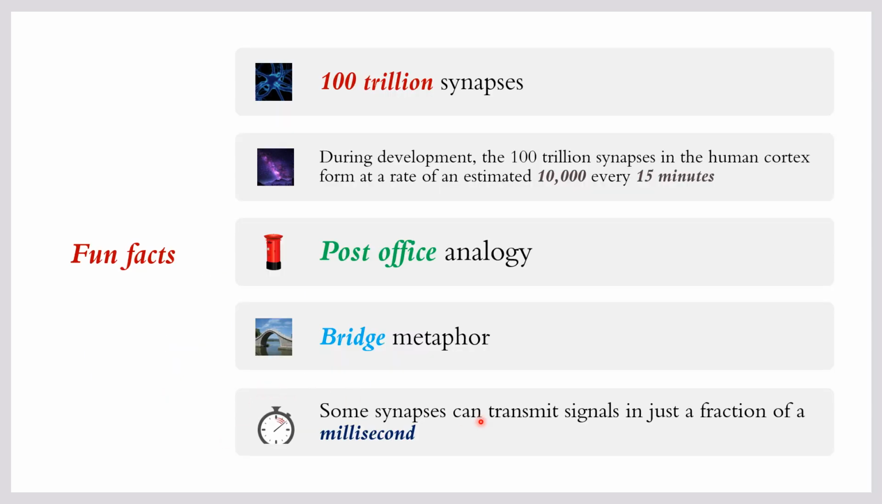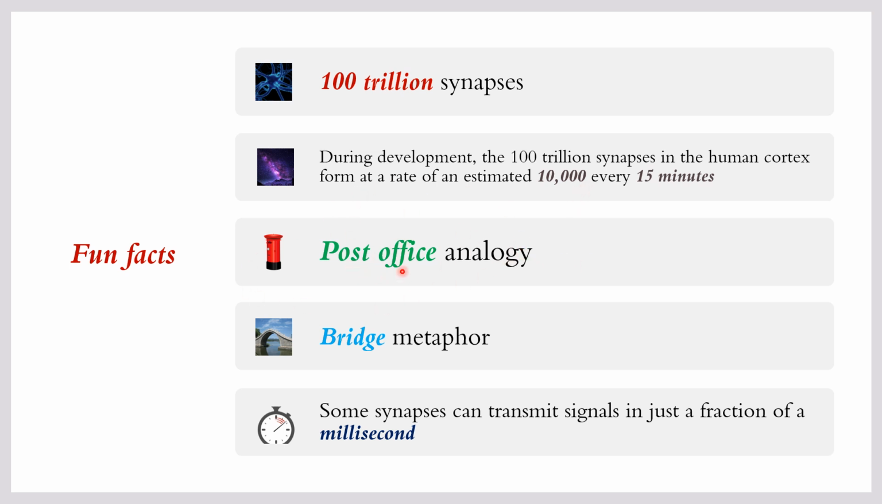Some fun facts about synapses. The average human brain has around 100 trillion synapses. That's more than the number of stars in the Milky Way galaxy. During development, the 100 trillion synapses in the human cortex formed at an estimated rate of 10,000 every 15 minutes.